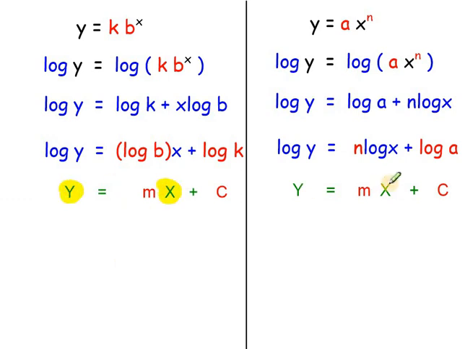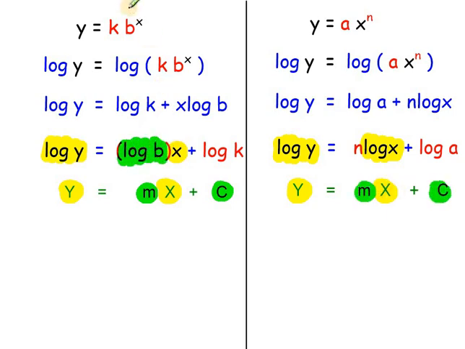Now x and y are variables, and they correspond to our variable here and here, and our variable term here and here. The gradient m and the y-intercept, well, these are constants, and they match up with log b, and log b is a constant because b was a constant. Likewise, log k is a constant because k here is a constant. And on this side, n is a constant, and log a is a constant because a here is a constant.